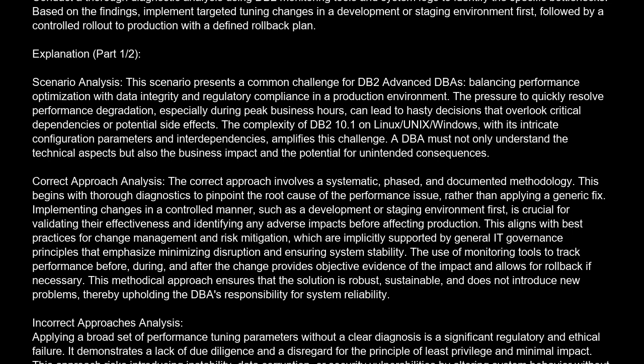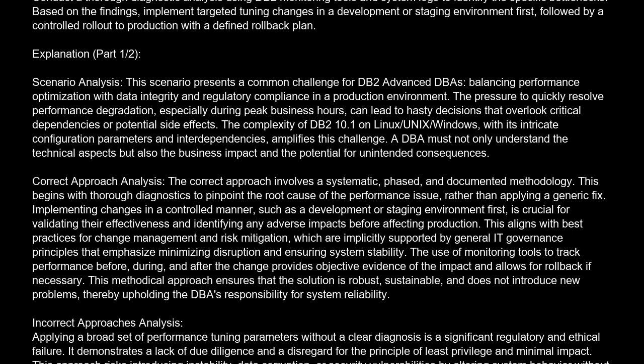Correct approach analysis. The correct approach involves a systematic, phased, and documented methodology. This begins with thorough diagnostics to pinpoint the root cause of the performance issue, rather than applying a generic fix. Implementing changes in a controlled manner, such as a development or staging environment first, is crucial for validating their effectiveness and identifying any adverse impacts before affecting production.